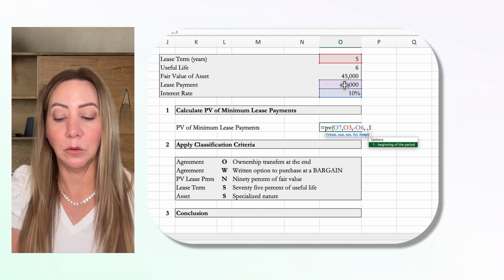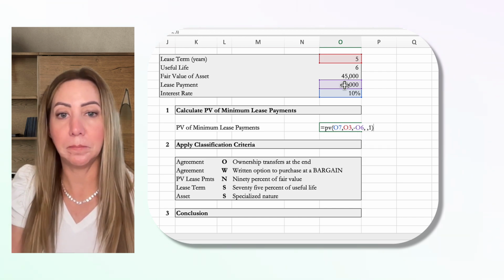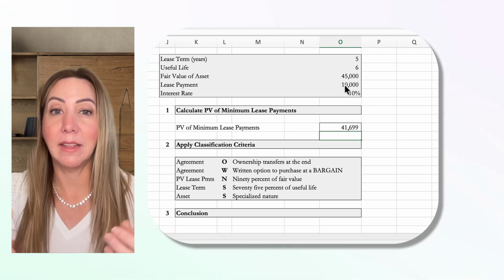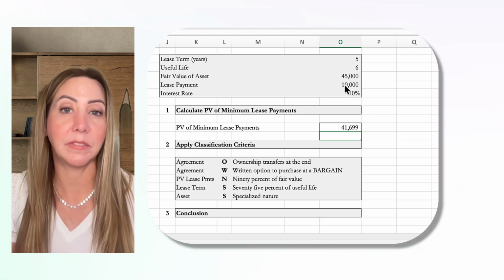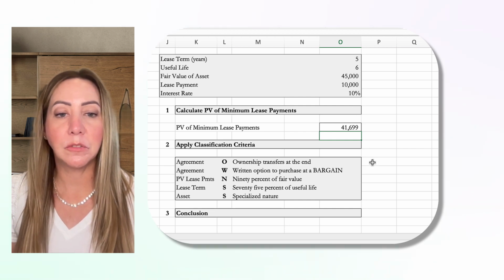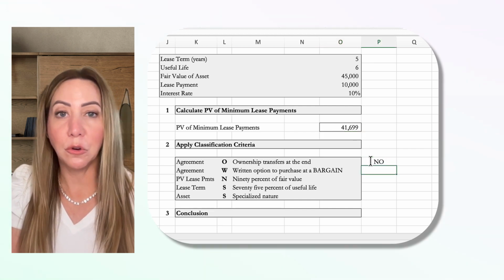And I'm going to put a 1 here for the assumption I'm making that these are payments we're making at the beginning of the period. That gives us the present value of the minimum lease payments of $41,699. Again, that's what I can assume is essentially the purchase price if I were to pay for it in cash today based on the agreement that we've signed. So ownership transferring at the end of the lease is a no. They didn't tell us that. There's no information about a bargain purchase option, so that's a no.